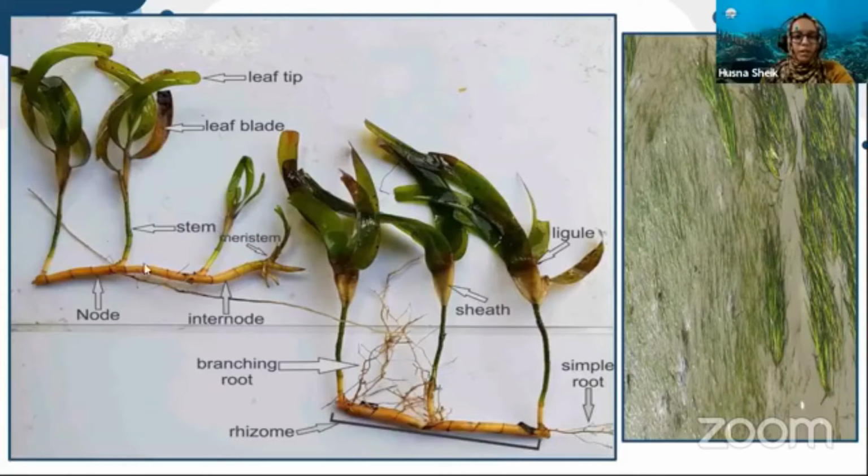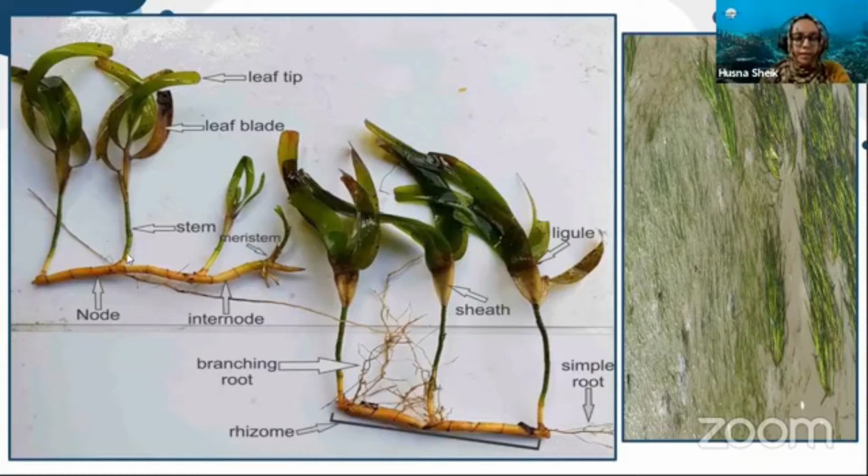Here we can see clearly, so let's move from here. This part is called the rhizome; here they have marked it. In the rhizome, you have nodes, and from that place the roots come out. Between two nodes, there is a place called the internode.